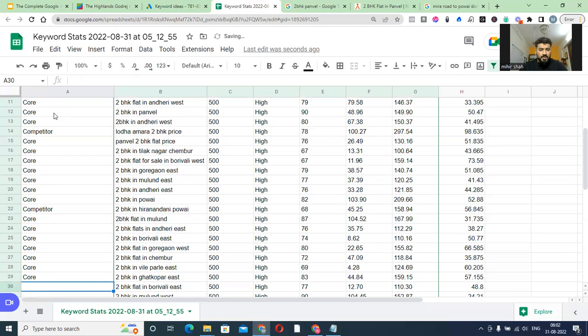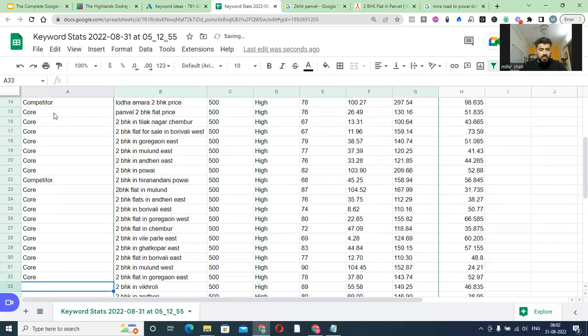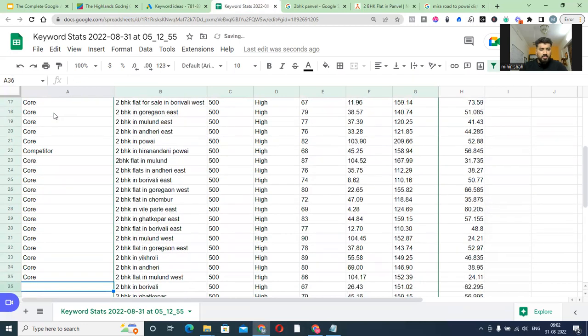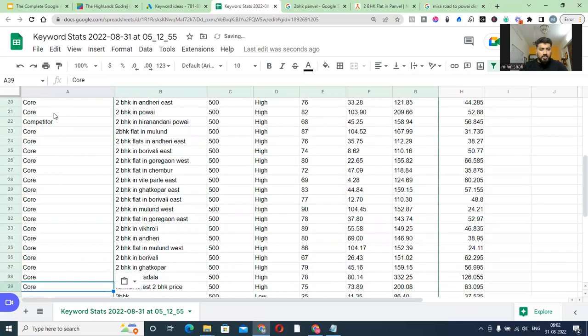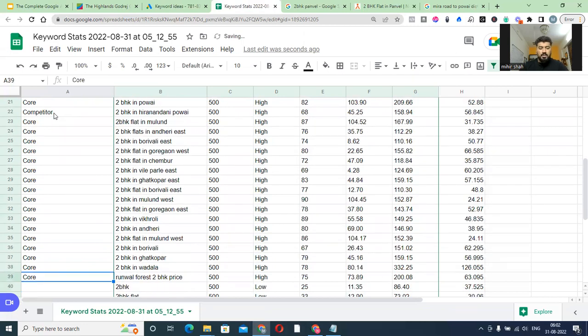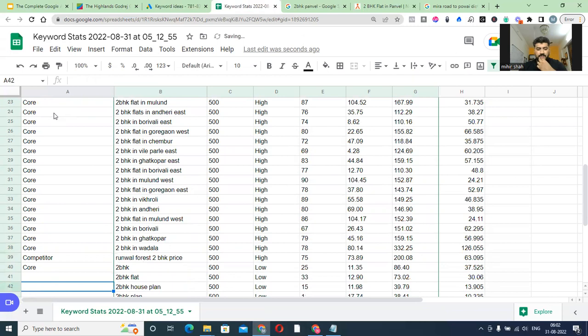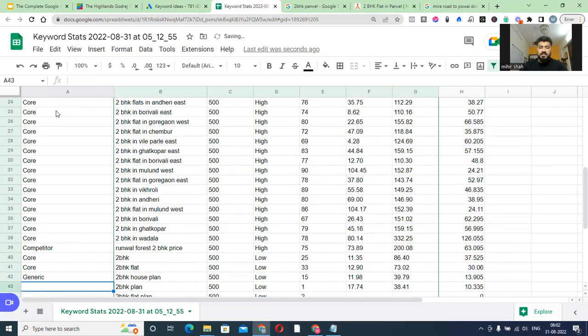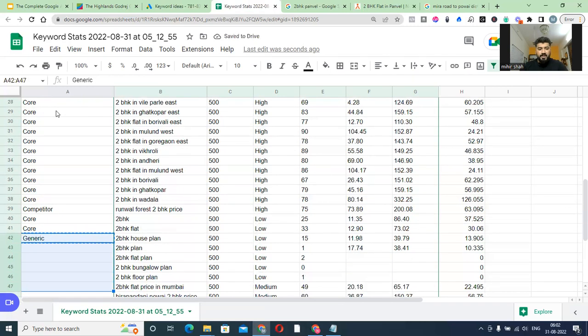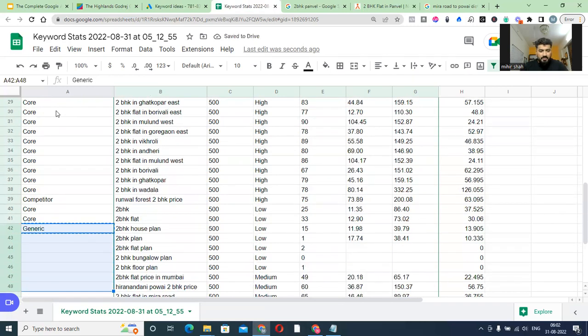So basically what we are doing is just categorizing all these. Kholi, Andheri, Mulund, Borivali, Ghatkopar, Wadala, Runwal is a competitor. 2 BHK is just this. 2 BHK flat. House plan. Okay. House plan, like we discussed, is pretty generic in nature. So we know for a fact that plan, everything which is plan is generic.